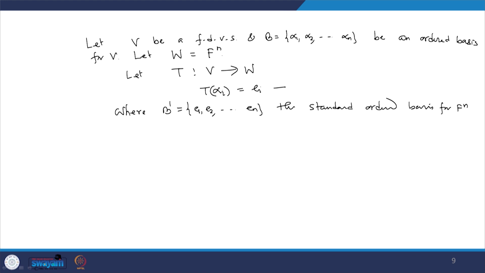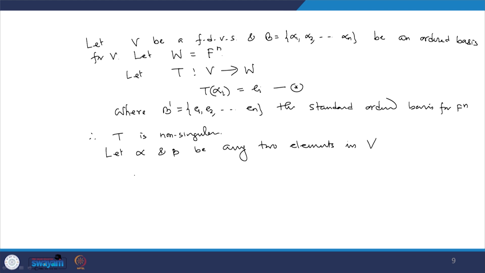So, my W is equal to F^n. Now, I am defining a linear transformation T from V to W, T of alpha i equal to Ei. So, certainly, T is non-singular. Let alpha and beta be any two elements in V.